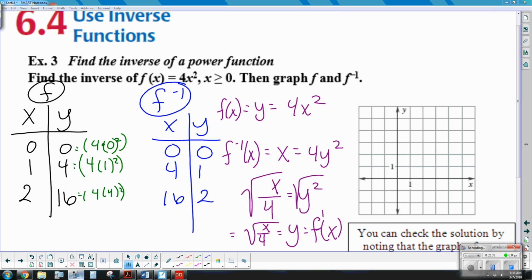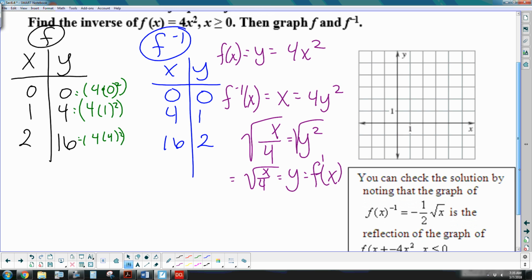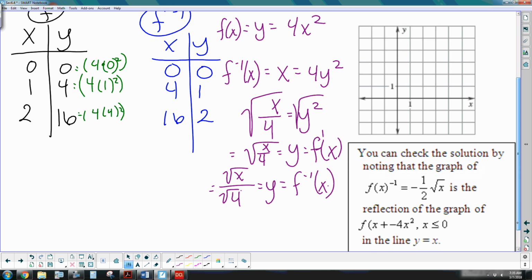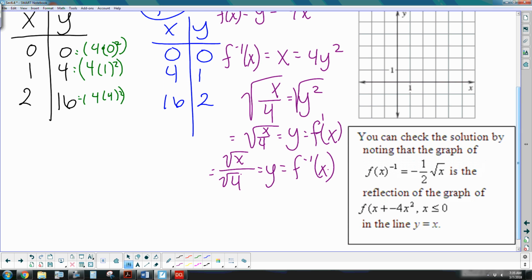Now, if you think of the properties of radicals, we can't have a radical in the denominator. So this is written the same as the square root of x over the square root of 4, which is y, the inverse of f. So we have now the square root of x over 2. That is our inverse function.